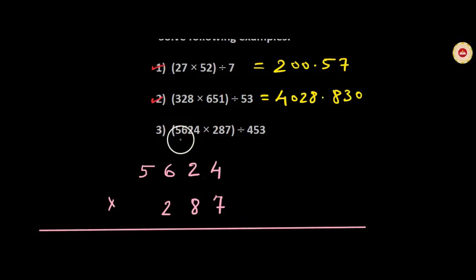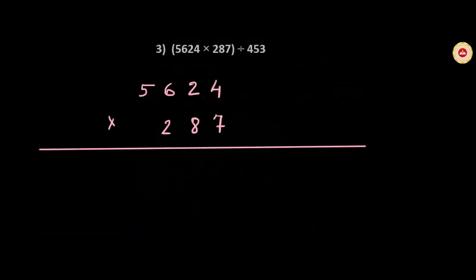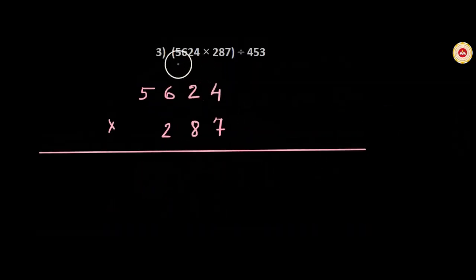Third example, 5624 multiplied by 287 divided by 453. Right? Let us multiply first these two numbers, 5624 multiplied by 287, by Urdhva Tiryak multiplication.